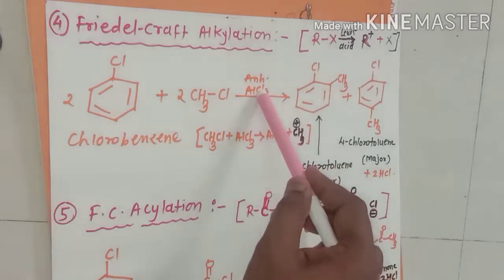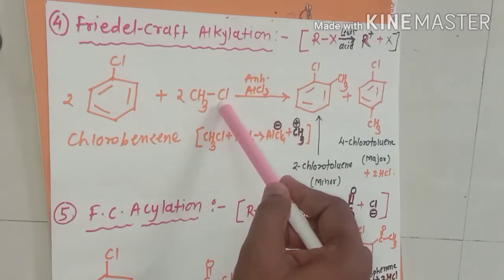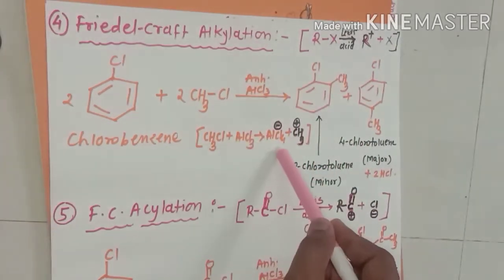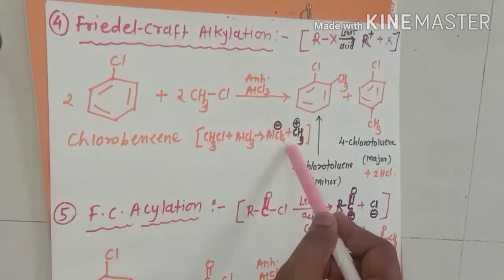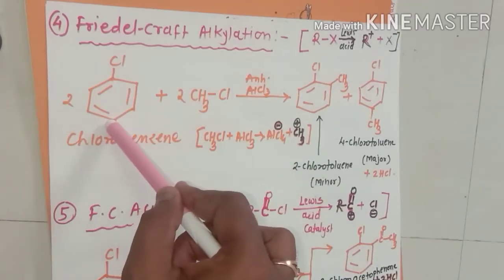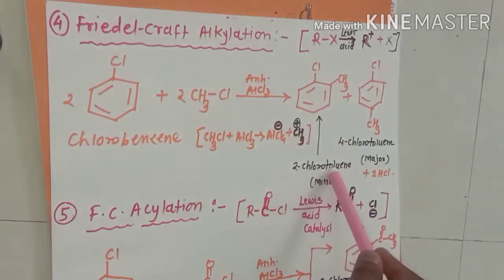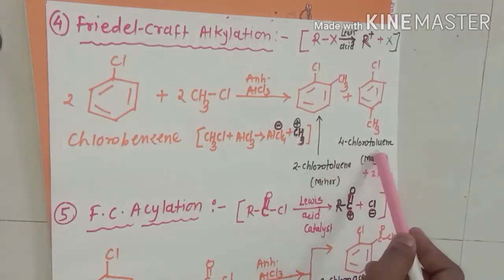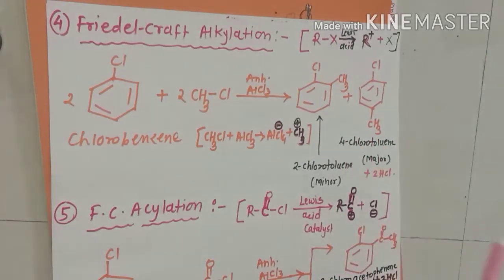That is, this AlCl3 is Lewis acid. It withdraws electron density from this alkyl halide to make this complex AlCl4 minus, and the CH3 plus, that is the electrophilic part, is separated, and that electrophile attacks on ortho and para positions of chlorobenzene to give a mixture of two products. First product is 2-chlorotoluene and second product is 4-chlorotoluene. Again here para product is major, we know the reason for that.